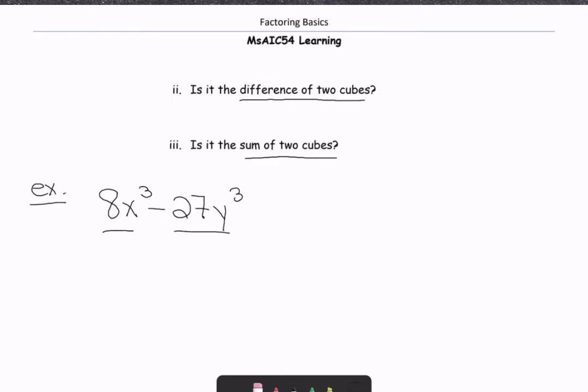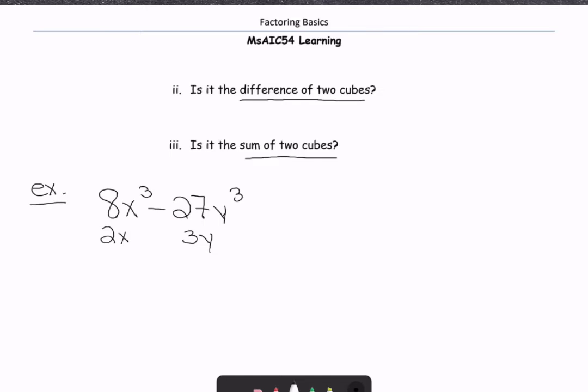But let's see if we can take the cube root. Now, if you can take the cube root of these numbers, then we could solve this problem. So the cube root of 8 is going to be 2. The cube root of x to the third is going to be x. The cube root of 27 is going to be 3. And the cube root of y to the third is going to be y. So yeah, you can take the cube root of these terms. You can't take the square root, but you can take the cube root.